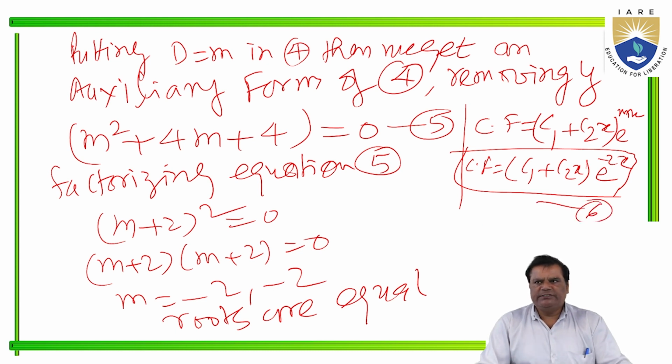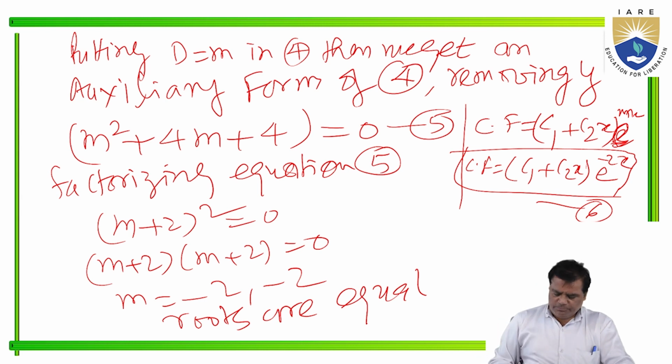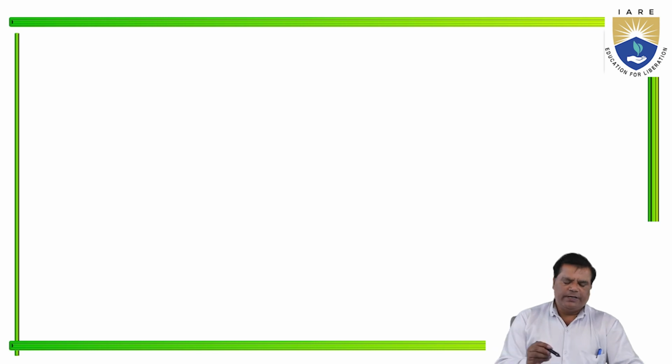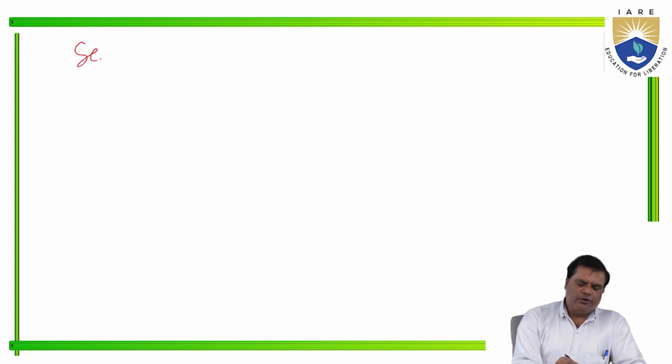C1 plus C2x e to the power minus 2x. This is the formula, e to the power mx. So now finding the particular integral, the second part of the solution.